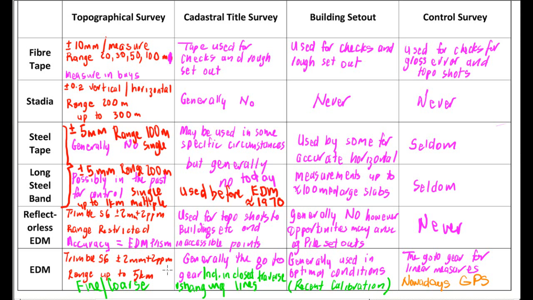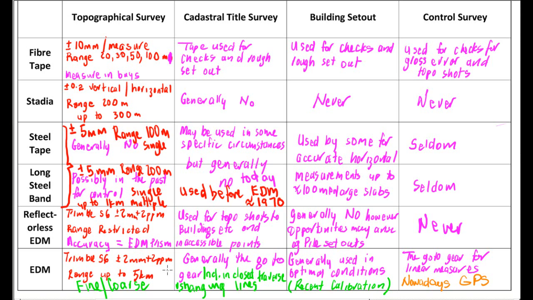Building set out, they can generally be used in optical conditions, but we do need to take extra care. Perhaps one of the main things that we need to do, if we're doing a pretty important and accurate building set out, is that we might get a recent calibration done on our EDM gear before we start such a project, so that we've got certificates in place that show that our gear is calibrated and it's measuring the distances accurately, and we'll explain calibration a little bit later on.